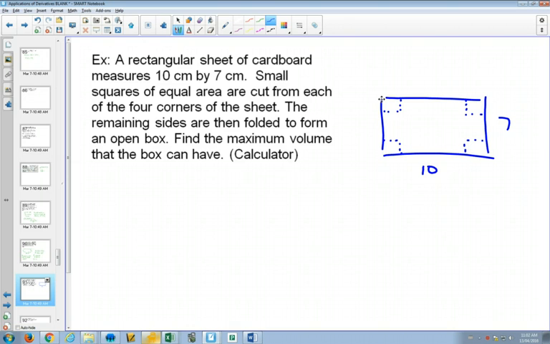Now, depending on how big or how small you cut those squares out, it's going to affect the volume of your box. If you cut too much cardboard out, you'll have a very tall, skinny box that won't necessarily hold a lot of stuff. If you decide you don't want to waste any materials, you will also get a box that's completely flat.